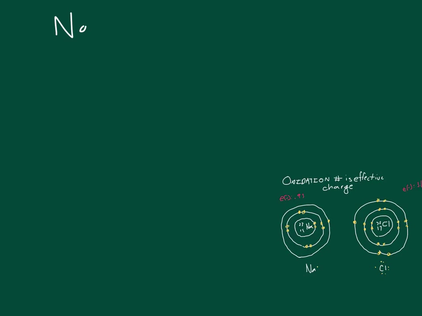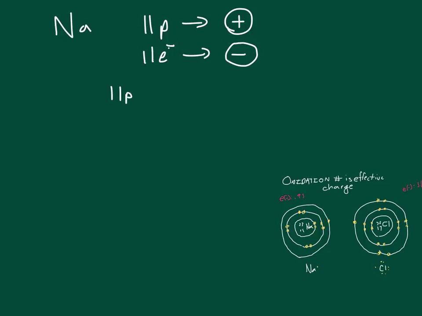Sodium, Na, has 11 protons and 11 electrons when it is neutral. And how can we check that this is neutral? You have to remember that every proton has a positive charge and every electron has a negative charge. So if we add together all the positive and negative charges, we have 11 protons plus 11 electrons. And do you notice that I put a little negative in front of here?